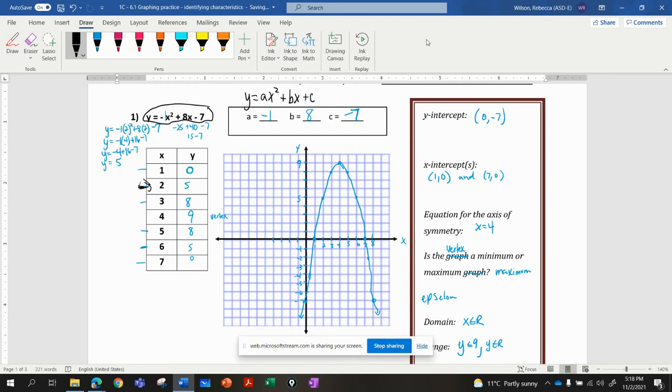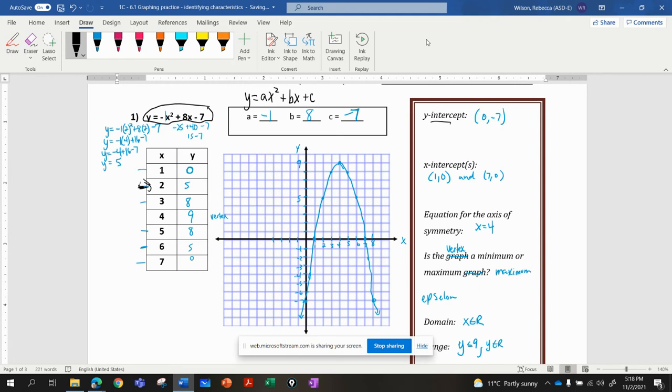So as long as you understand how to plug values into the equation and solve for y, and as long as you can pick out those key things. So the y-intercept, of course, is where it crosses the y-axis. If you have the equation, it's just the c value. If you're just looking from the graph, then you just see where it crosses the y-axis. So it's crossing the y-axis at negative 7. So we write that as an ordered pair. X is 0 on the y-axis, obviously, so 0 comma negative 7.